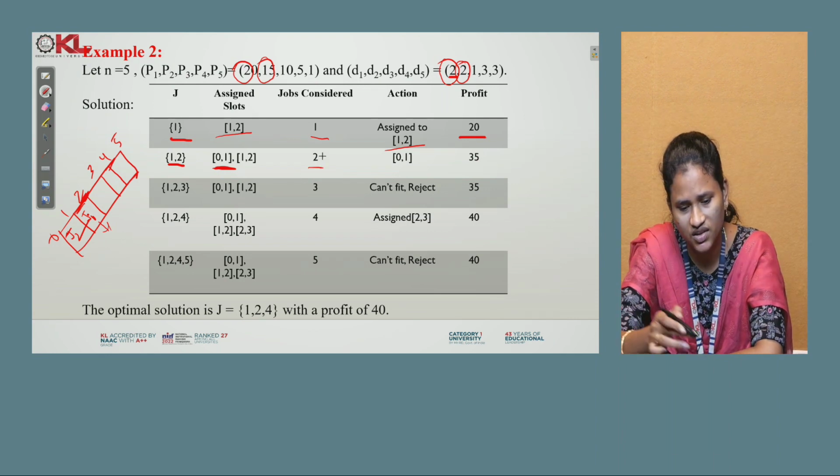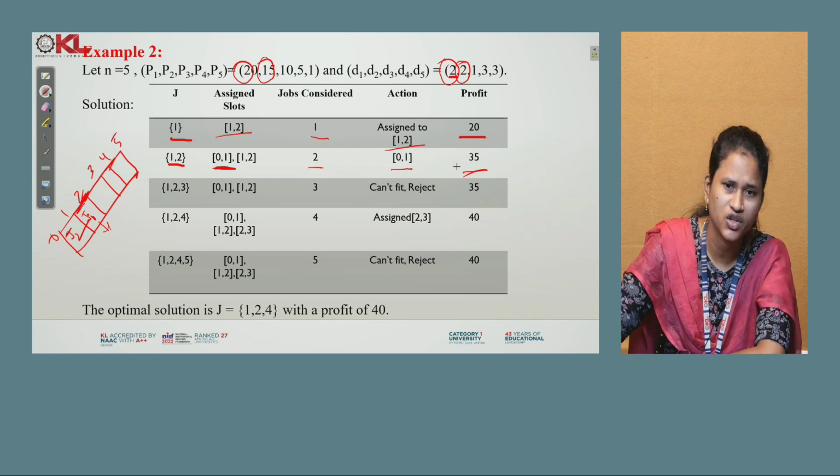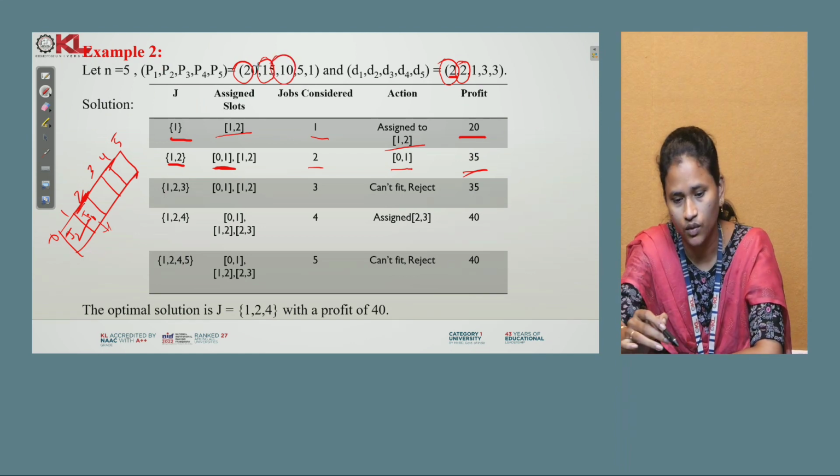What is the job we have considered? Job 2. What is the slot we have booked? 0 to 1. What is the profit total? So J1 20 and J2 15, total 35. And then we have to choose the third one, 30. What is the third one?